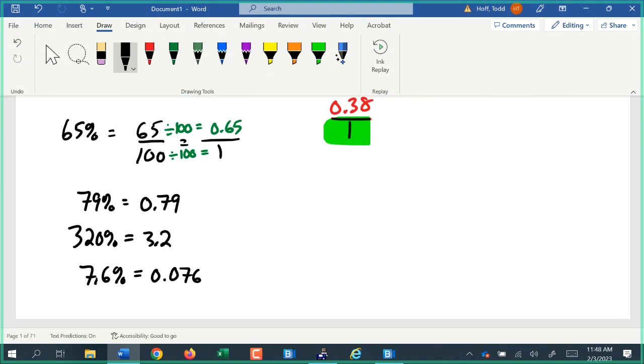Now here's the one that I always catch people on. So I want you to try this one. 0.5%. Convert that into a rate or that decimal form. I'll give you a second to think about it.